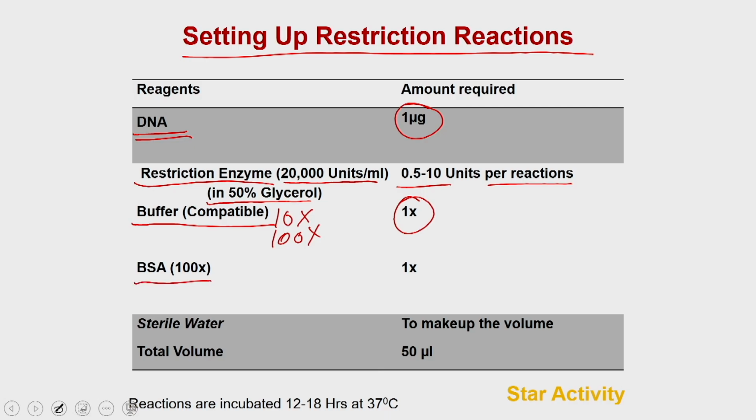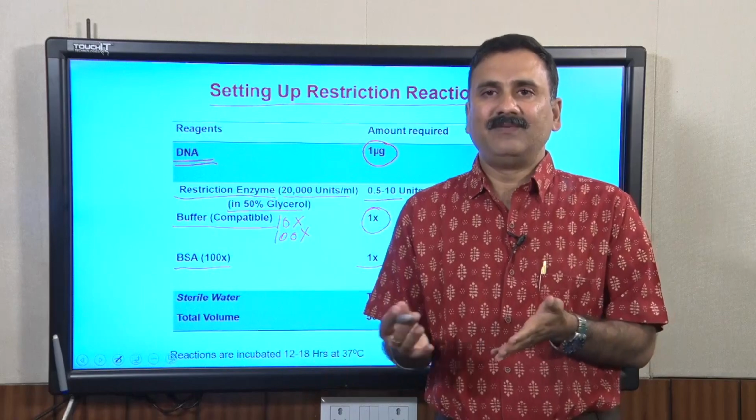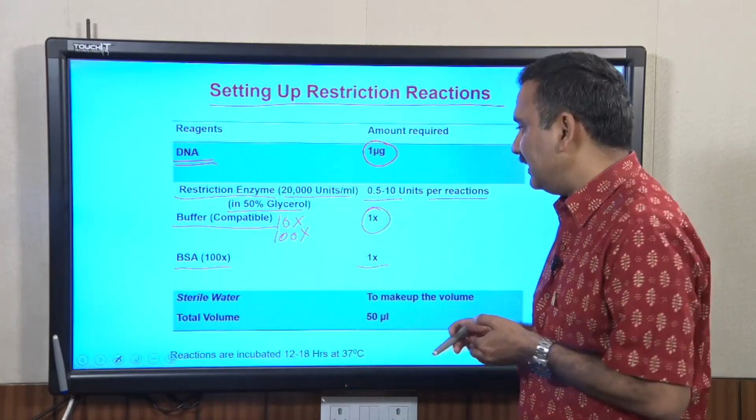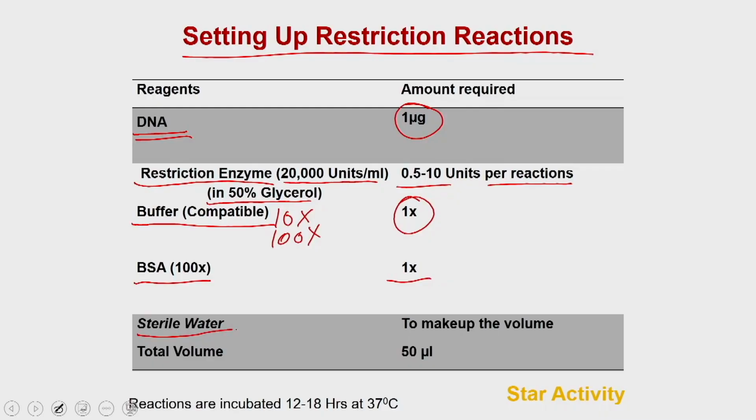Then they will provide you the BSA, which is 100x, and that also you have to add at 1x for some of the restriction enzymes. Not all the restriction enzymes need BSA, but some of them do. And then you have to add the sterile water, which is going to be free of DNases and RNases.